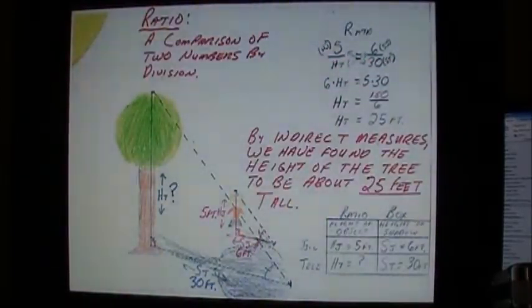How did Jill perform the calculation? She used the principle of ratios. A ratio is a comparison of two numbers by division. Knowing her height of 5 feet, she may have estimated the length of her shadow at 6 feet and the length of the shadow of the tree at 30 feet. She then could solve the proportion in which the dimensions are feet. She has 5 feet over Ht equaling 6 feet over 30 feet. Using cross multiplication, she can find the height of the tree. By using indirect measures, we have found the height of the tree to be about 25 feet tall. This concludes our lesson on indirect measures and similar triangles.